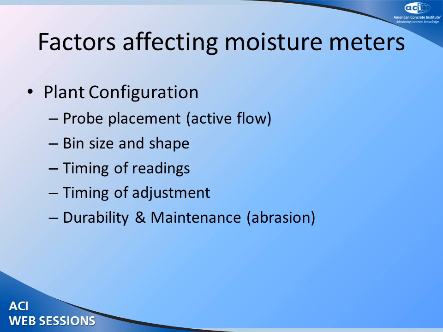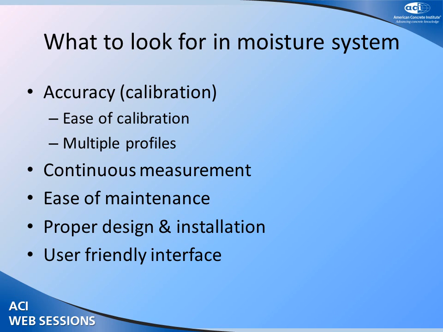And then, of course, we're also interested in durability and maintenance, ease of replacement of the probes itself, because if we have a worn-out probe, we're going to be getting different kinds of readings than we would for a well-maintained probe. So what to look for in a moisture system? You're looking for accuracy, which typically translates to ease of calibration, the ability to have multiple profiles for multiple materials. Continuous measurement. You want to have multiple readings every minute to be able to make adjustments. You also want to have something that is easily maintained.